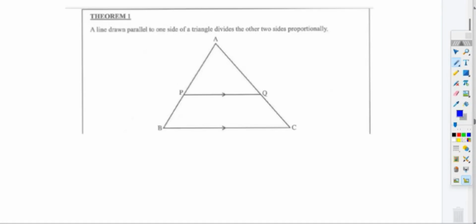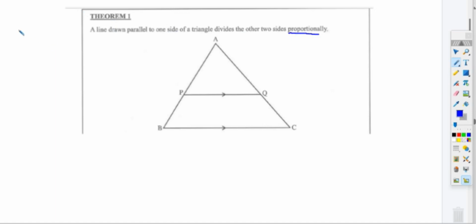And this short one, I hope it's going to be short. I want us to look at the proportionality theorem, the theorem in Euclidean geometry for grade 12. The theorem says a line drawn parallel to one side of a triangle divides the other two sides in proportion.